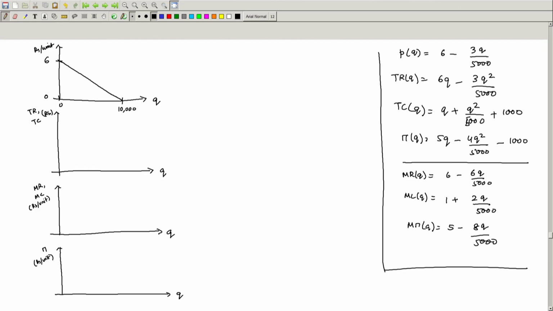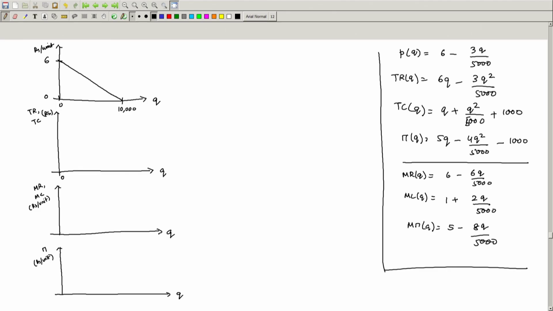Total revenue is 6Q minus 3Q square by 5,000, right. This is going to be an inverted U-shaped curve. The way to draw these pictures is to take different values of Q, and you will observe a particular trend. I know that it is non-linear, right. I see a Q square term here, and because of the minus, this is of the form AX minus BX square, that is sort of an inverted U or a parabola.